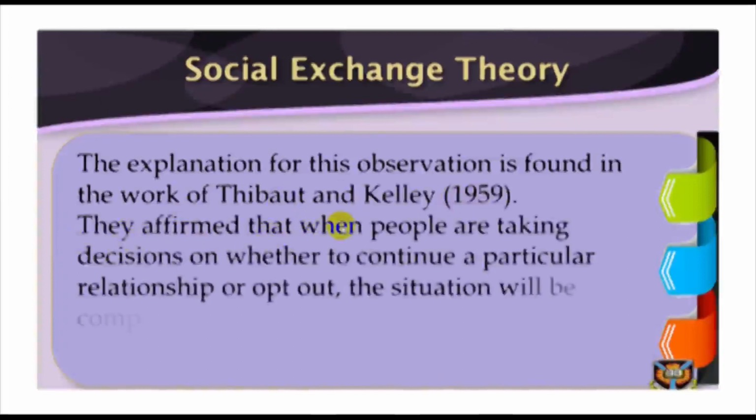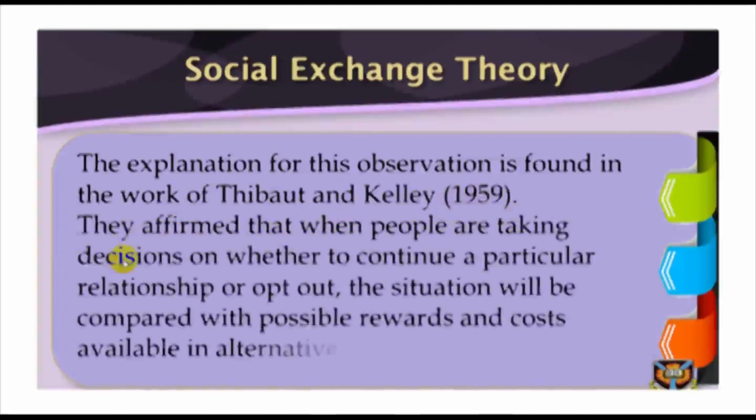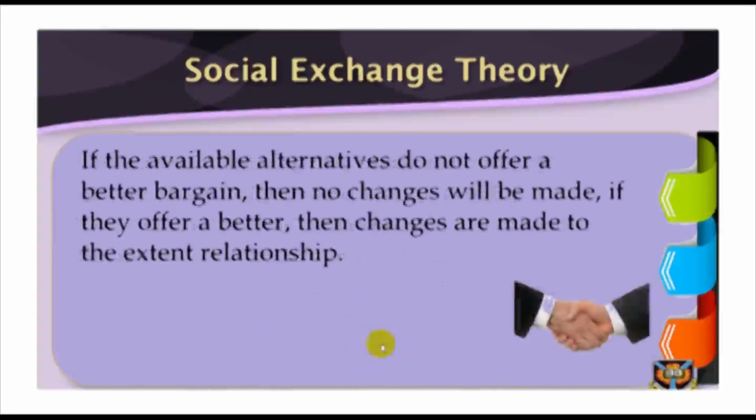The scholars affirm that when people are taking decisions on whether to continue a particular relationship or opt out, rewards and costs in that relationship are not considered in isolation. Rather, the situation in the relationship at hand will be compared with possible rewards and costs available in alternative relationships. If the available alternatives do not offer a better bargain, then no changes will be made. If they offer a better one, then changes are made to the existing relationship.